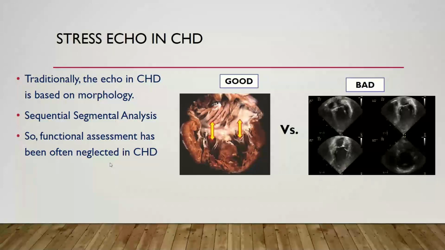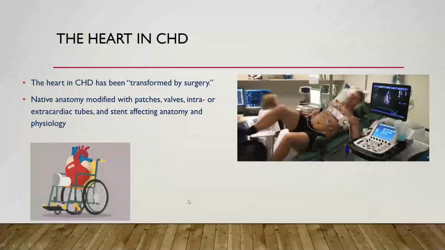However, with the exponential growth of adult patients with congenital heart disease, it's very clear nowadays that we need an accurate assessment also of ventricular function. And in this regard, stress echo can be of great help. The heart in congenital heart disease, as we all know, has been transformed by surgery. The native anatomy has been modified with patches, valves, intra or extracardiac tubes, stents affecting anatomy and physiology.